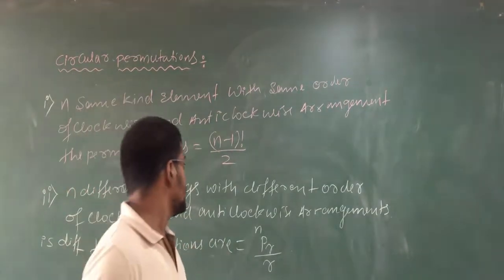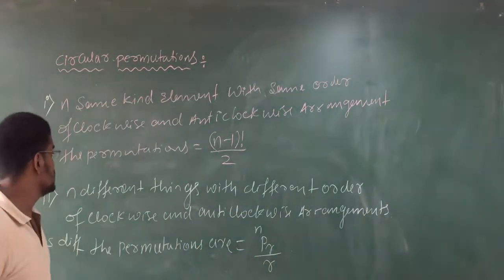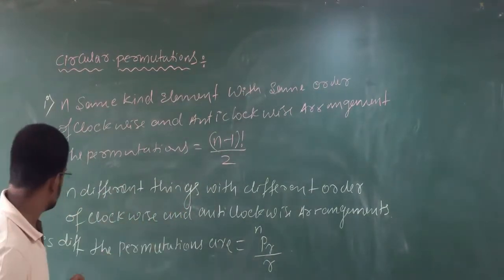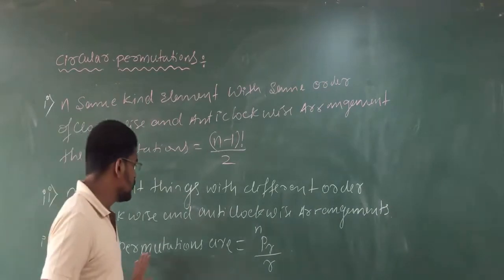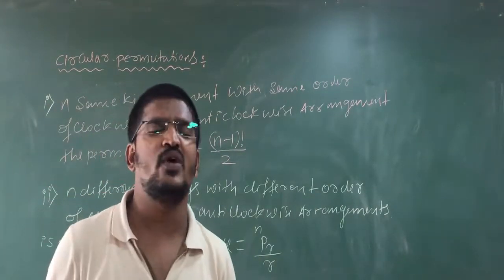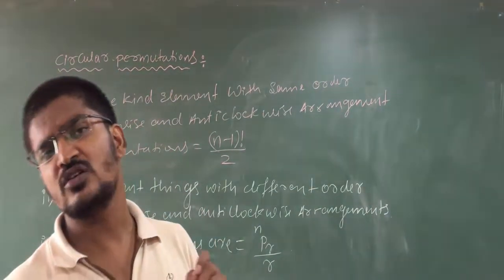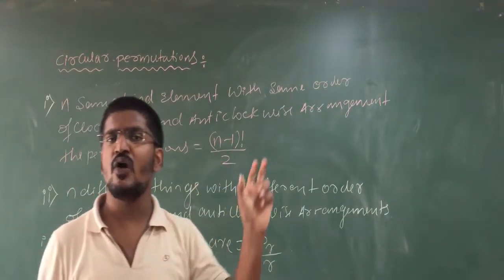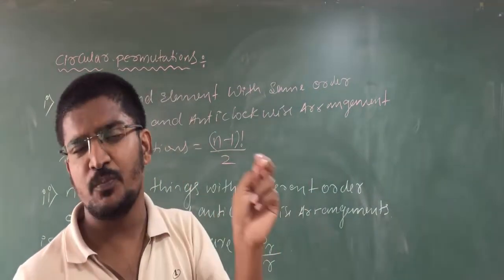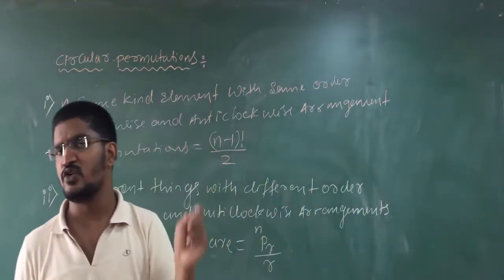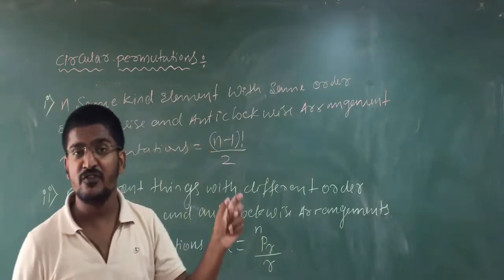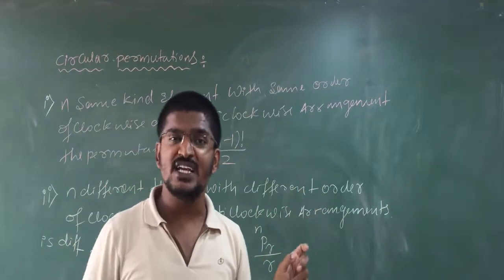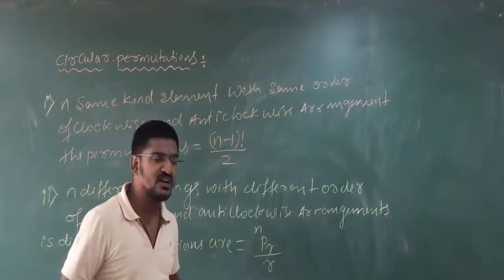In that situation, nPr divided by r. See, n different things are taken and clockwise and anti-clockwise arrangement is also different. Therefore, the permutations are nPr divided by r. I think you got what I am explaining. n same things, clockwise and anti-clockwise order is also same, so the permutations are going to be (n minus 1) factorial divided by 2. n different things, clockwise and anti-clockwise order is also different, then the permutation is nPr divided by r.